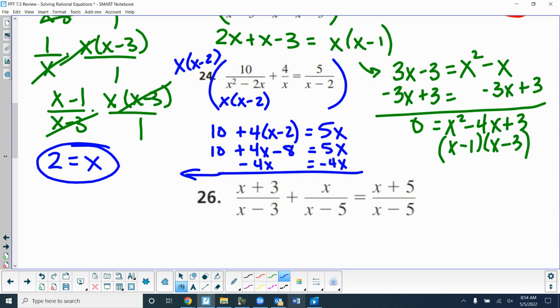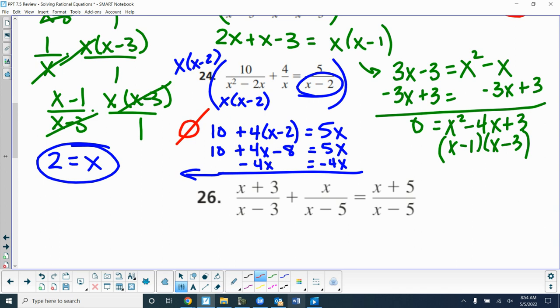Yeah, we're looking at this one, right? Is 2 a good answer there? No. So that's the only answer we got, and it's not a good answer. So we're going to say what? No solution for 24. Okay. Questions on 24?